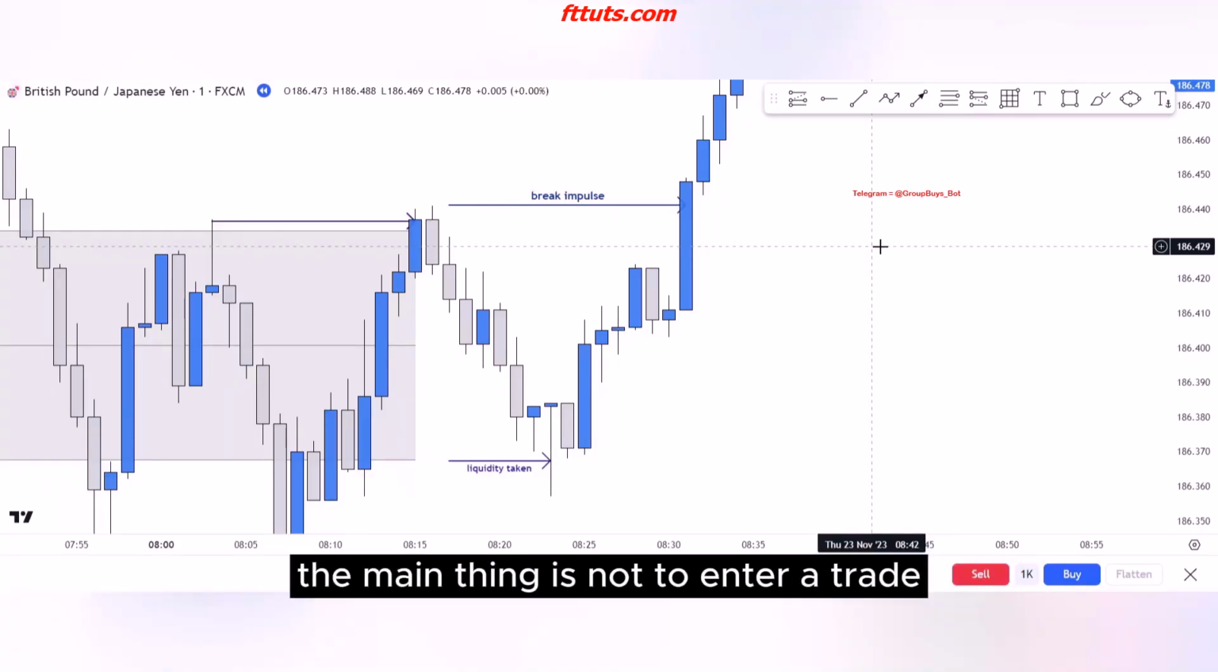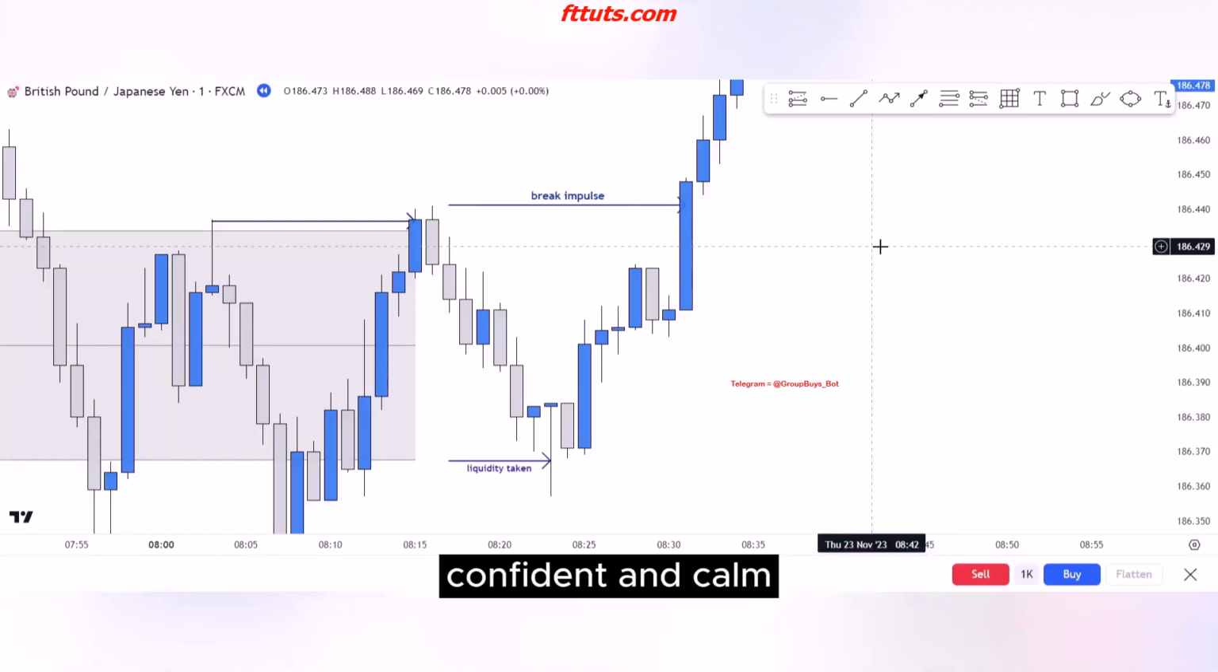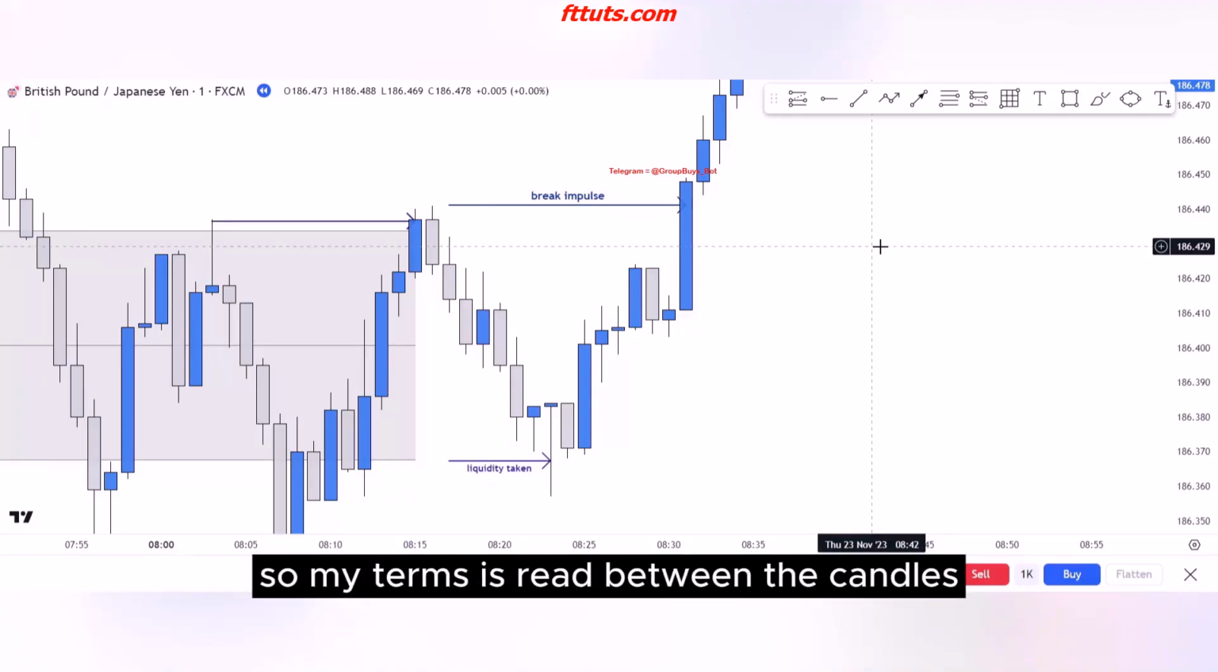The main thing is not to enter a trade only out of desire to feel the graphs and experience this thrill. Your mindset must be very balanced, confident, and calm. Work with logic and reason, not on the impulse of emotion and impatience. Do you know this term, read between the lines? So my term is read between the candles.